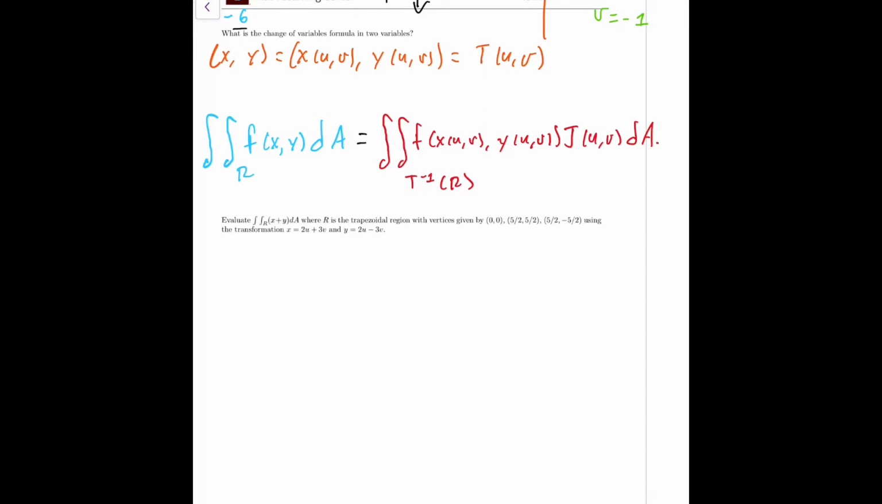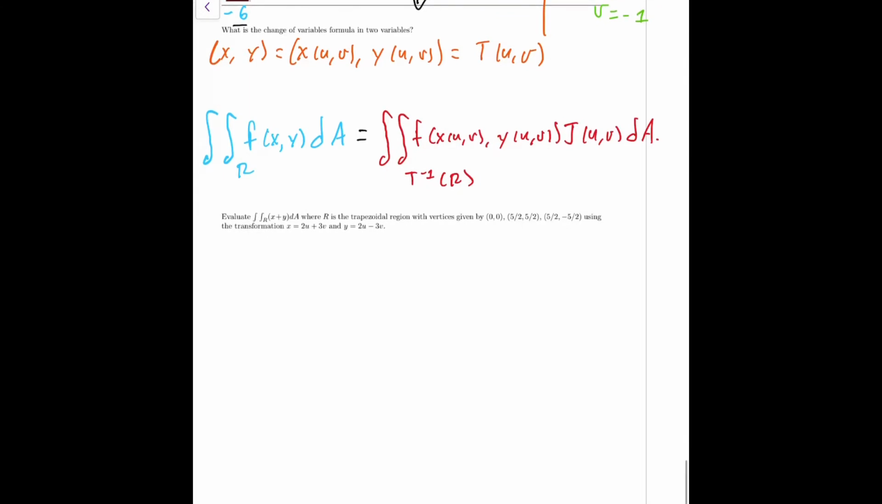integral. Now we want to integrate the function x plus y over the region that's the trapezoid given by these vertices. We're going to start by sketching this region and just forget that I've given you this transformation. We're just going to ignore that transformation now, sketch the region, and then hopefully you'll see why integrating this over a different region is a little bit better.